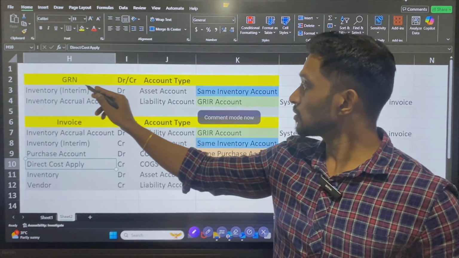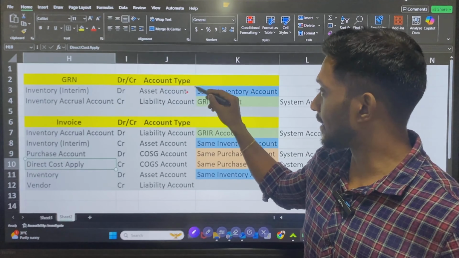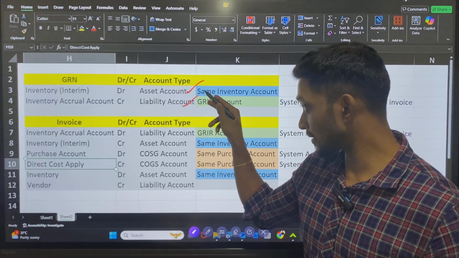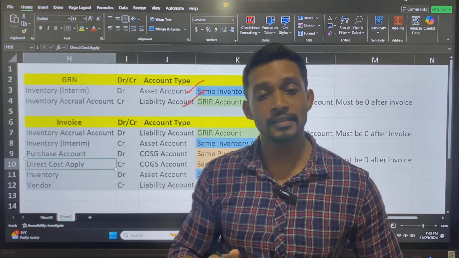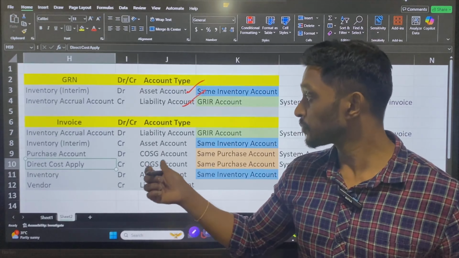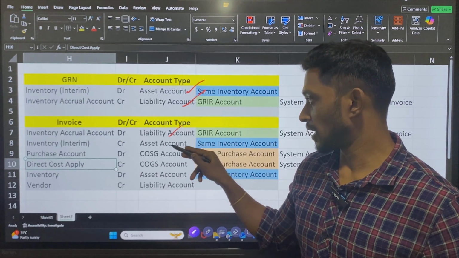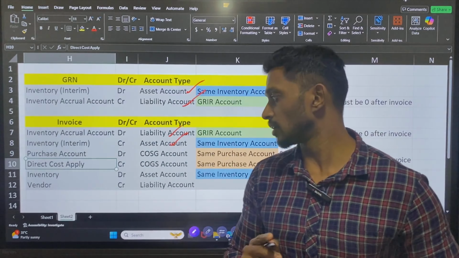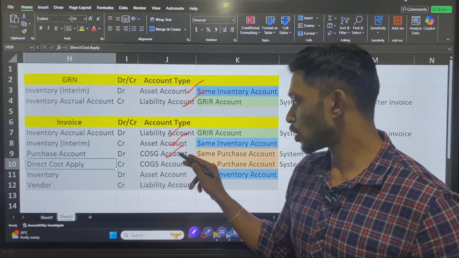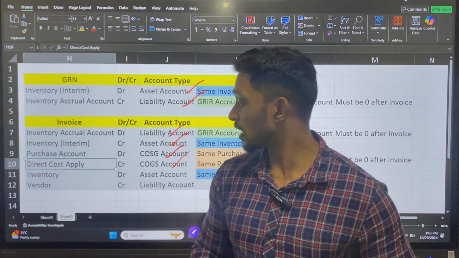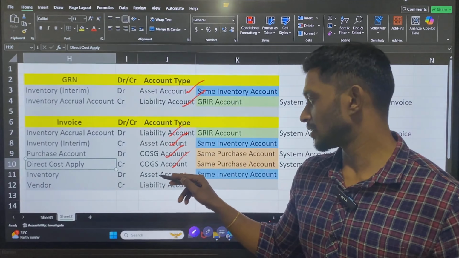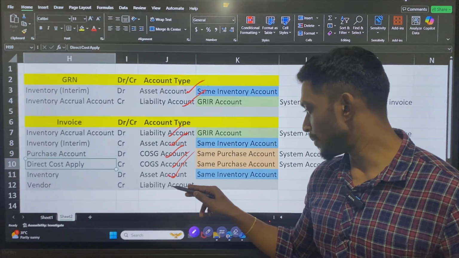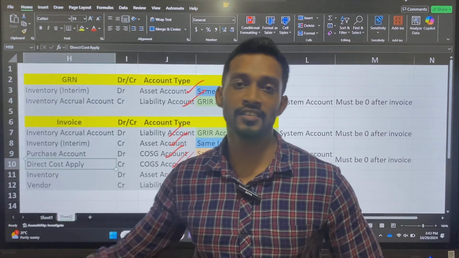This inventory account we set up as an asset account, as well as the inventory accrual setup. Mostly we set it up as a liability account, because this is something we are liable for to the vendor, and this is liable, this is an asset account. Purchase and direct cost applied account, normally we use as a cost of goods sold account. Then the inventory account is a general asset account and the vendor is a liability account under the financial statements.